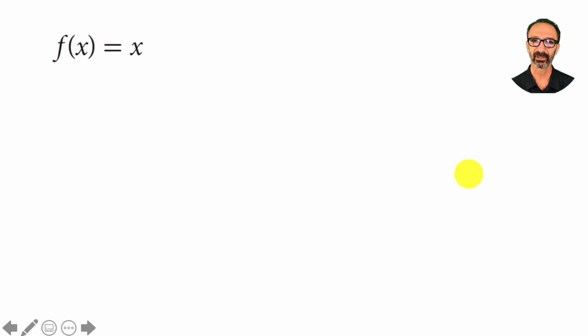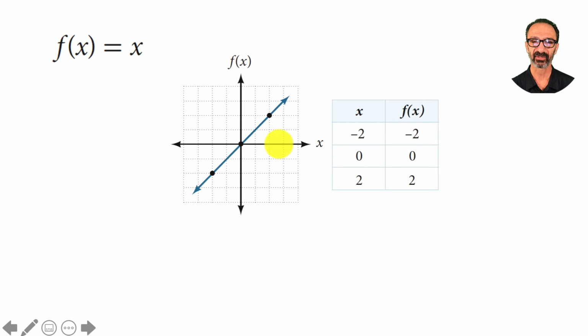This function is y equals x, a 45-degree graph from the positive x-axis. You go up to 2. You go 0, stay 0. Negative 2 will take you down to negative 2, as you could see. We call it the identity function. Whatever you input, you get exactly the same output. It doesn't change it. That's called the identity function.